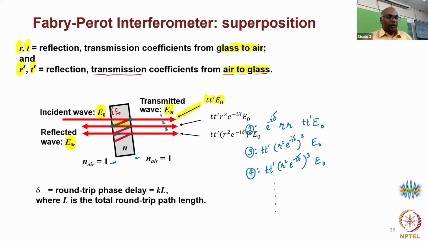So the total transmitted beam will contain terms of this type. The total transmitted wave is a sum of all these waves which are propagating in the forward Z direction, if my coordinate system has this as the Z axis. It's more a matter of convenience. Remember that L is the round trip path length and delta is the round trip phase delay.